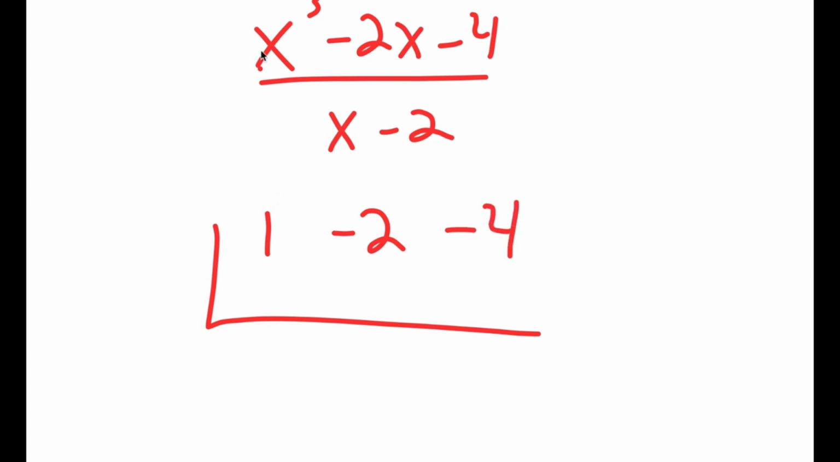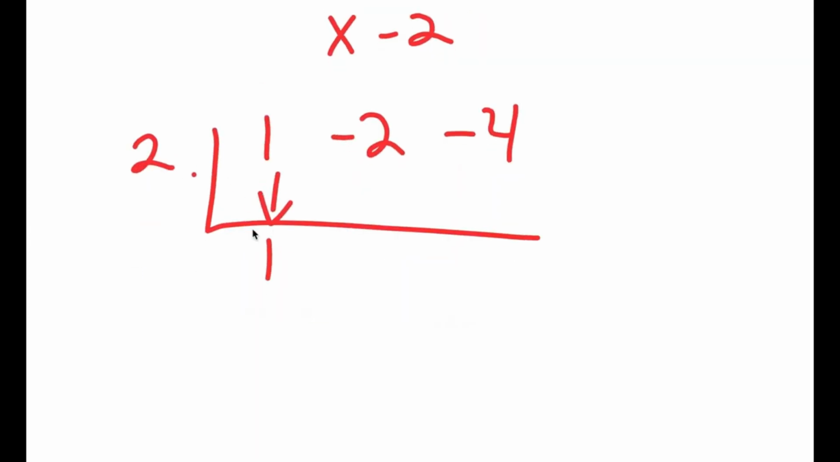So the coefficients of our numerator are 1, 0, -2, and -4, and then we have a 2 over here. I'm going to bring down 1. 2 times 1 is 2. 0 plus 2 is 2.